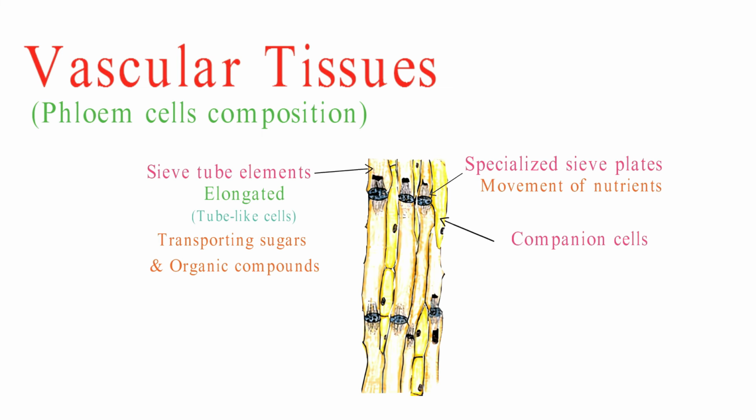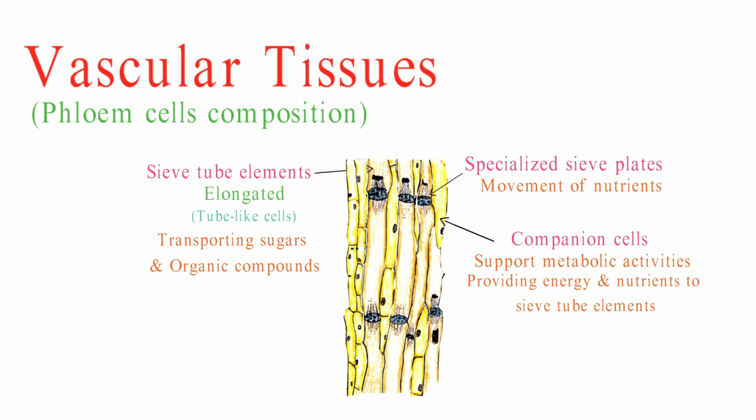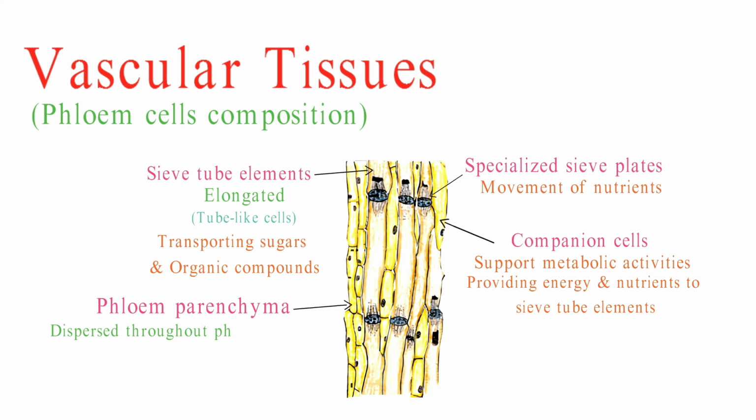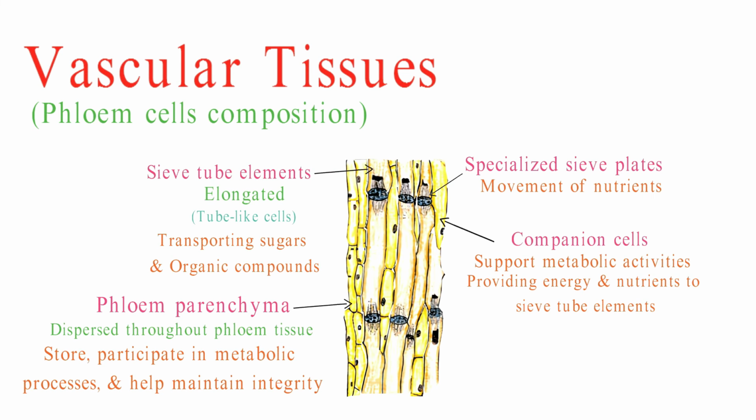Companion cells are closely associated with sieve tube elements and play a crucial role in supporting their metabolic activities. They maintain their nuclei and are responsible for providing energy and nutrients to the sieve tube elements, ensuring the efficient transport of sugars. Phloem parenchyma cells are dispersed throughout the phloem tissue and serve various functions. These cells store starch and other substances, participate in metabolic processes, and help maintain phloem integrity.